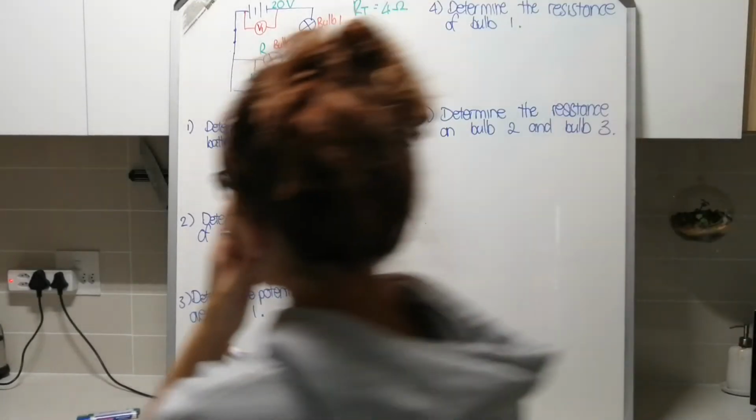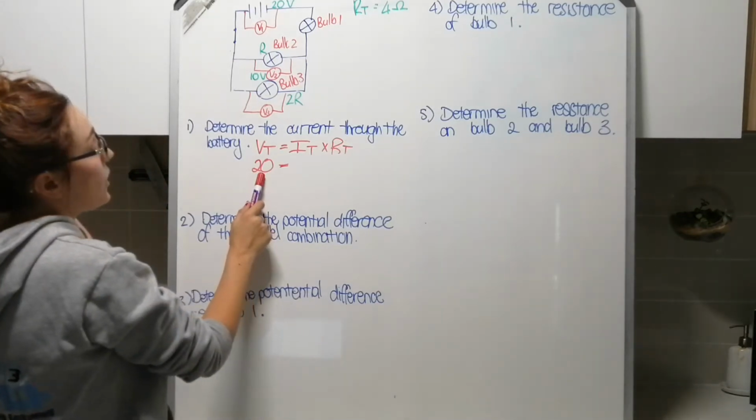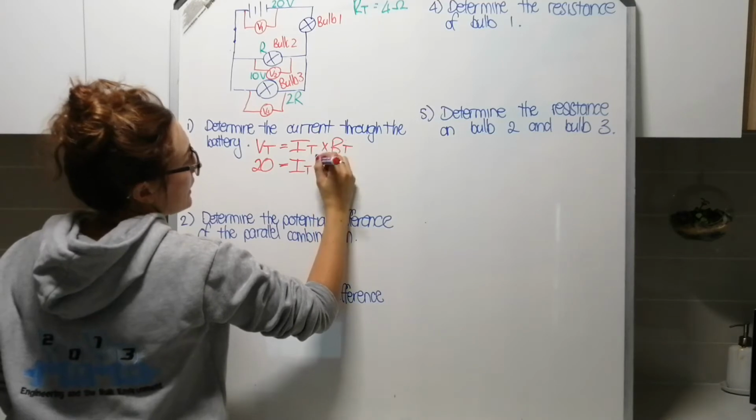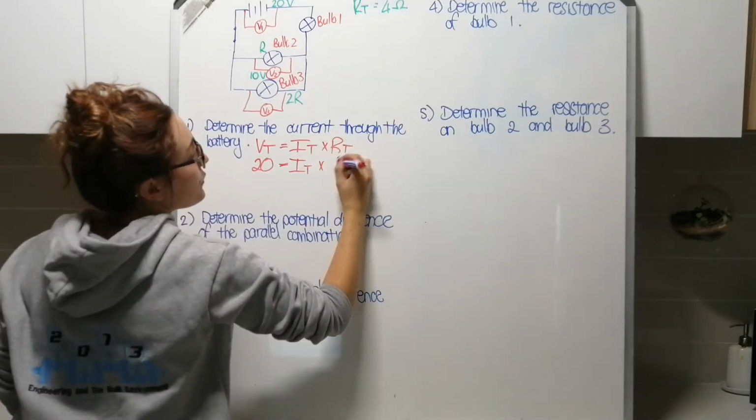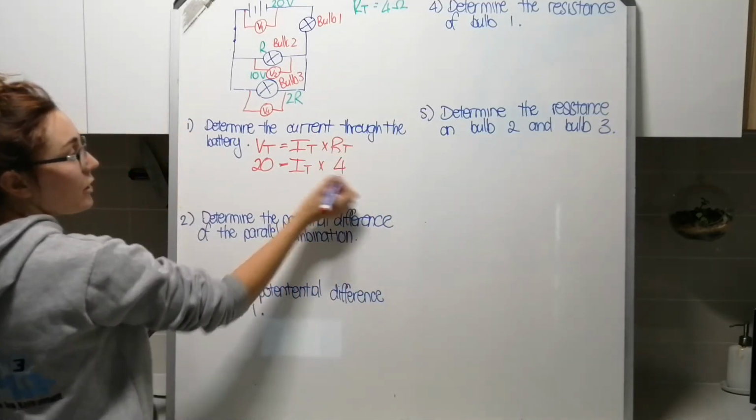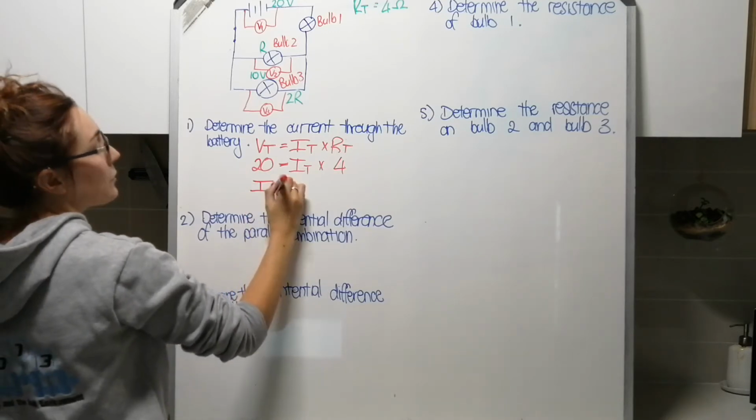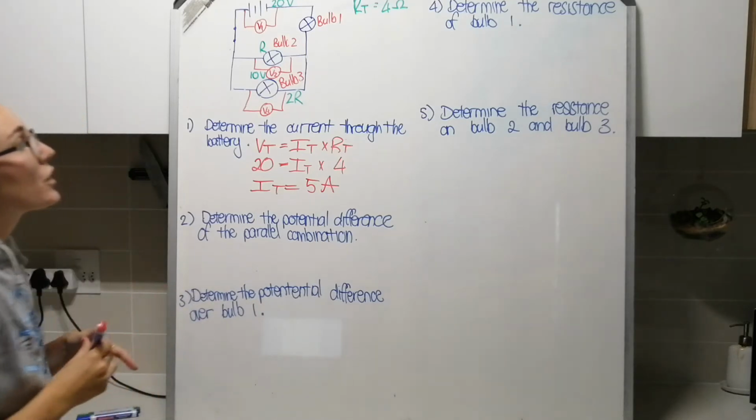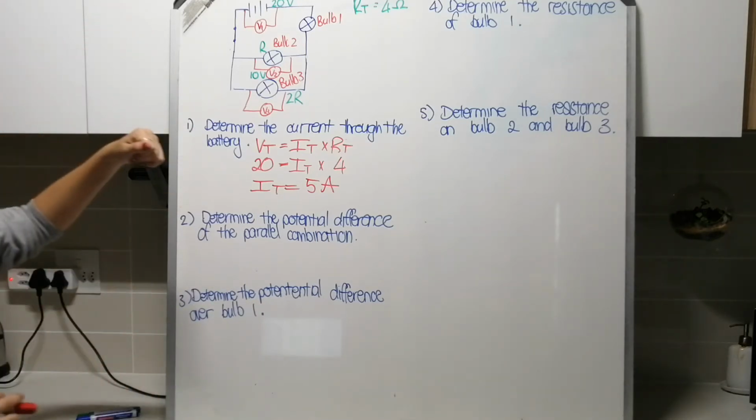Okay, so the total potential difference is 20 volts. The total current, that's what we're looking for. Okay, and the total resistance is 4 ohms. So to get I total alone, we divide both sides by 4, and we find that the total current is 5 amps. So we've got a total of 5 amps flowing through this circuit.